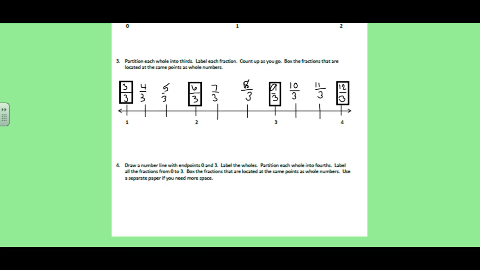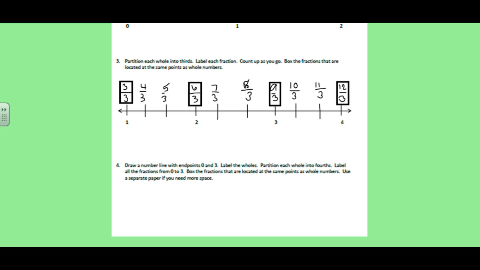Okay, so we know that 1 whole is equal to 3/3, and then we go from 4/3, 5/3, 2 wholes is equal to 6/3, and then we've got 7/3, 8/3, 3 wholes is equal to 9/3, and then we go from 10/3 to 11/3, and 4 wholes is equal to 12/3.